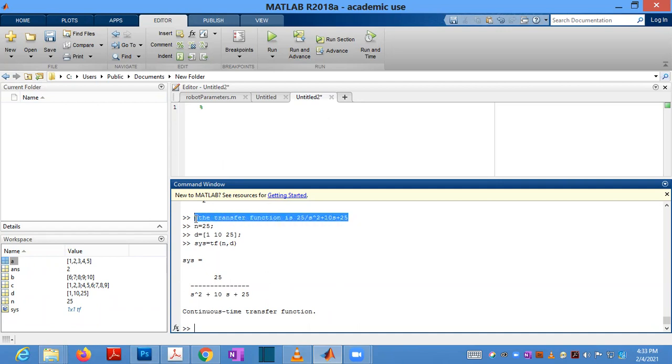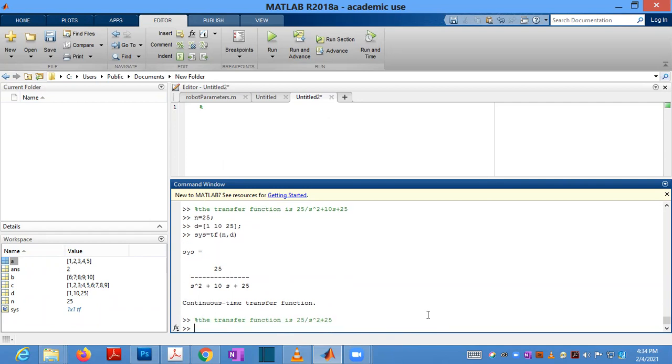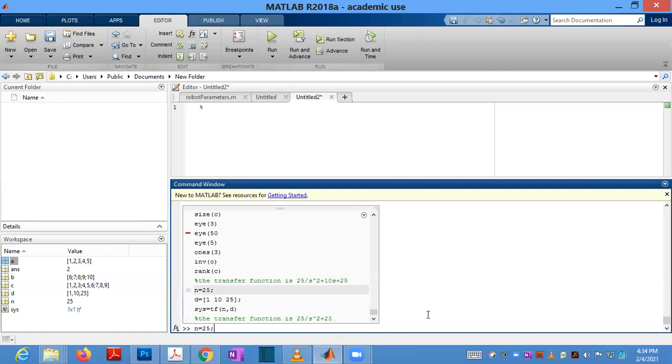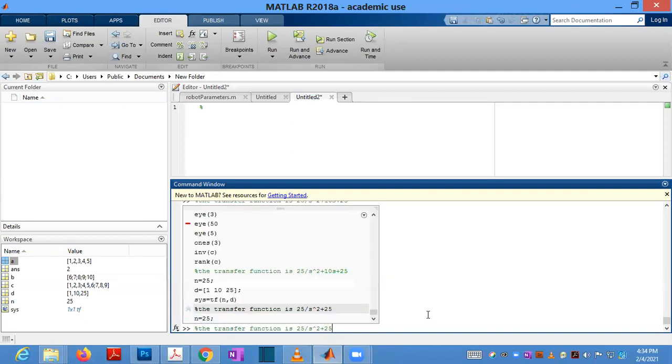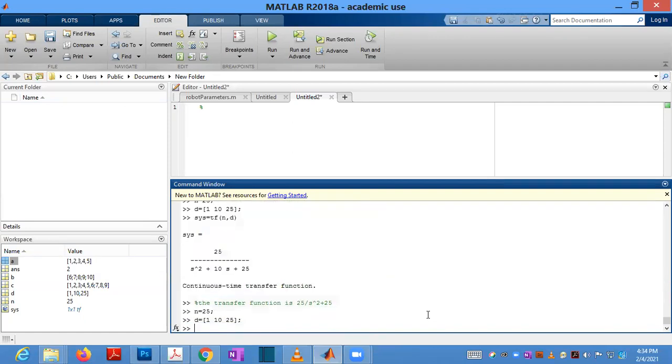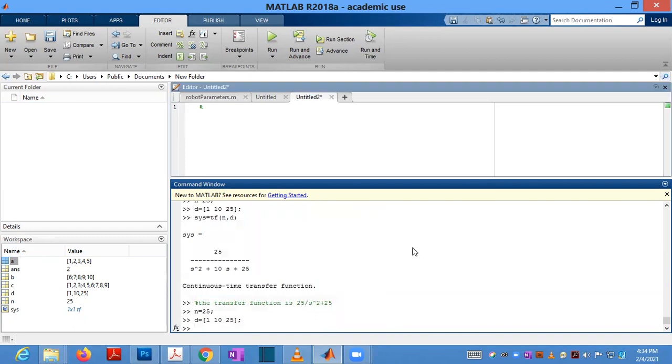Now I am deleting this 10s. I want to enter s square plus 25. What should I do? The numerator will be the same, and for the denominator polynomial, you have to delete this.